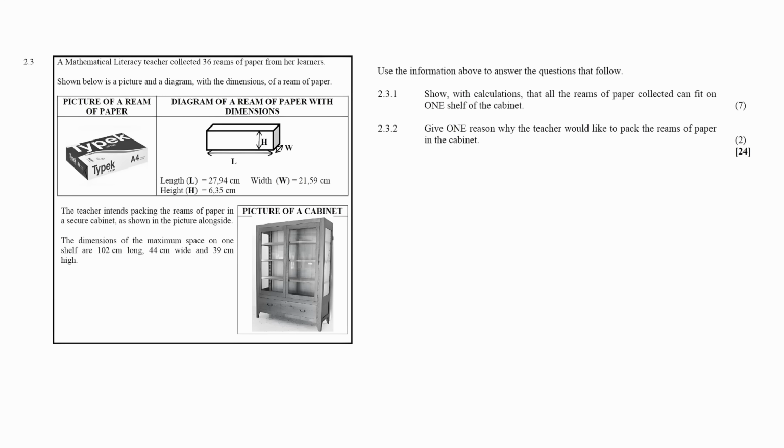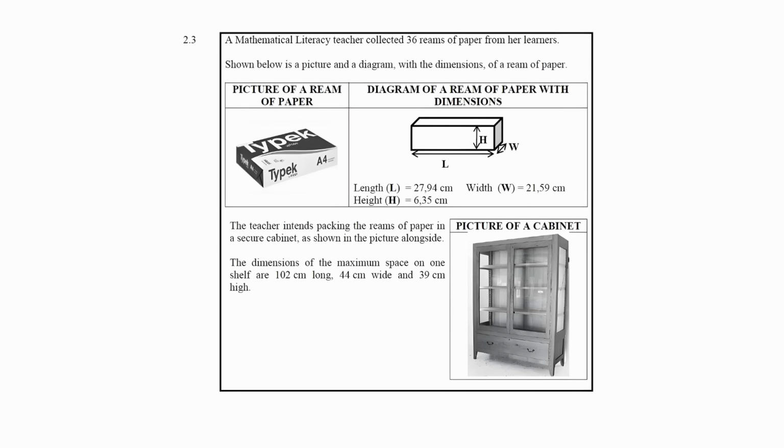Question 2.3 consists of two questions designed to assess your ability to solve a combination of measurement and maps and plans questions. It is stated that a mathematical literacy teacher collected 36 reams of paper from her learners. You are given a picture and a diagram with the dimensions of a ream of paper. The teacher intends packing the reams of paper in a secure cabinet as shown in this picture. The dimensions of the maximum space on one shelf are 102 centimeters long, 44 centimeters wide, and 39 centimeters high.